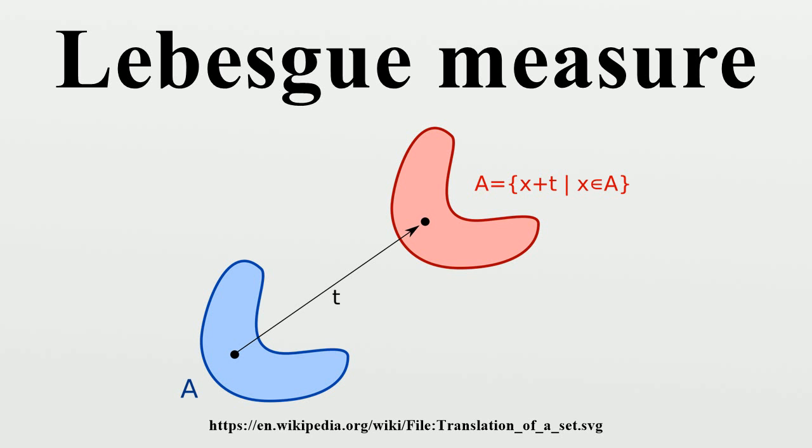Examples: any closed interval [a, b] of real numbers is Lebesgue measurable, and its Lebesgue measure is the length b minus a. The open interval has the same measure, since the difference between the two sets consists only of the endpoints a and b and has measure 0. Any Cartesian product of intervals [a, b] and [c, d] is Lebesgue measurable, and its Lebesgue measure is the area of the corresponding rectangle. Moreover, every Borel set is Lebesgue measurable.